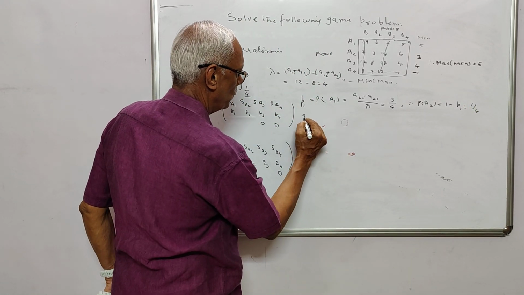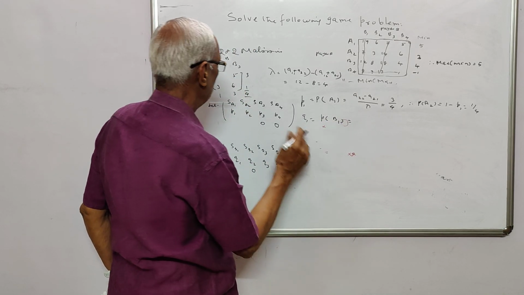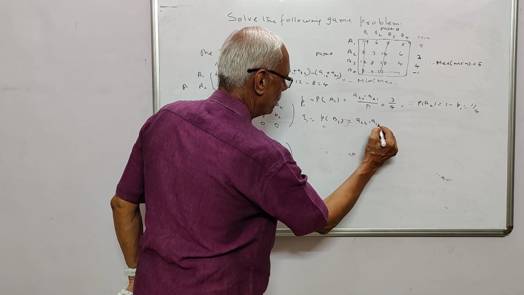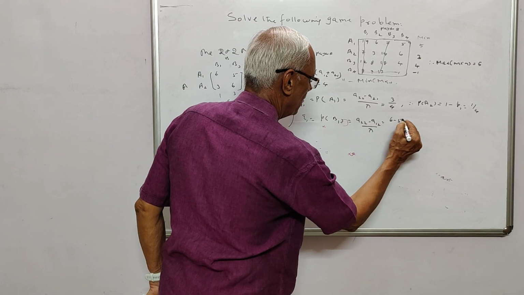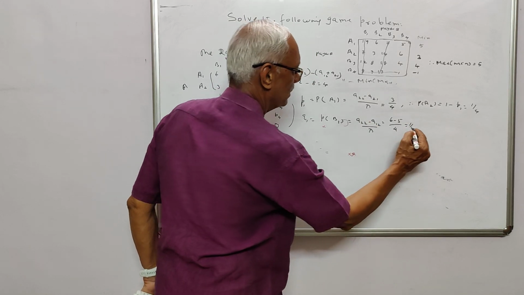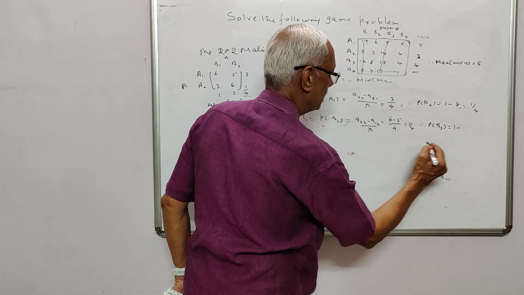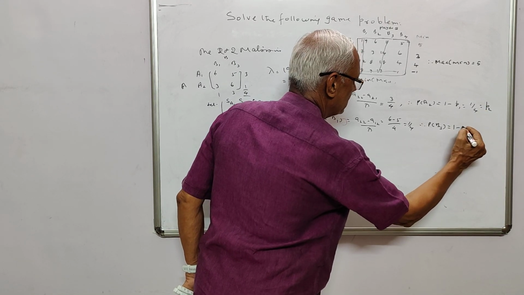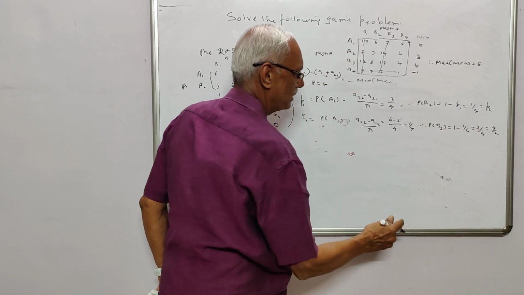Then, what is your Q1? It is P of B1. It is A22 minus A12 divided by lambda. So 6 minus 5 divided by lambda, which is 4, that is equal to 1 by 4. Therefore, P of B3 is equal to 1 minus P2, that is 1 minus 1 by 4. So this is what we are having.